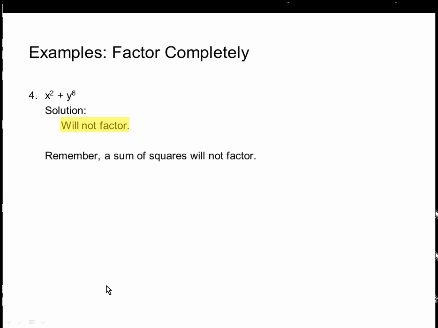Number 4, I've got x squared plus y to the 6th. I have coefficients of 1, and 1 is a perfect square. I do have even exponents, but I don't have a minus. This does not factor. So remember, sum of squares will not factor. It doesn't have to look weird to not factor.